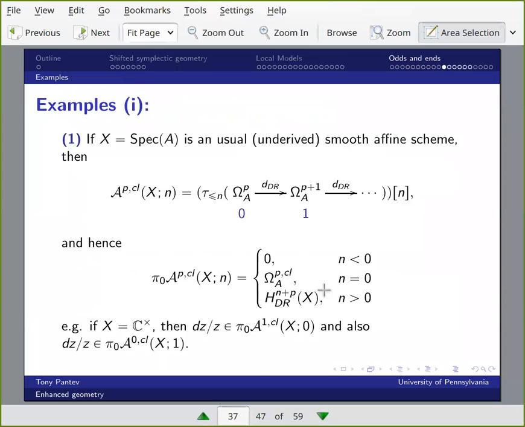But let me show you some examples. So if you have an affine scheme which is smooth and has no extra structure, no stackiness, nothing derived, then the closed and shifted P-forms are 0 if n is negative. If n is 0, they're just the closed P-forms on that affine scheme. And if n is bigger than 0, they are the n plus pth de Rham cohomology of the affine scheme, cocycles of degree n plus p on our affine scheme.